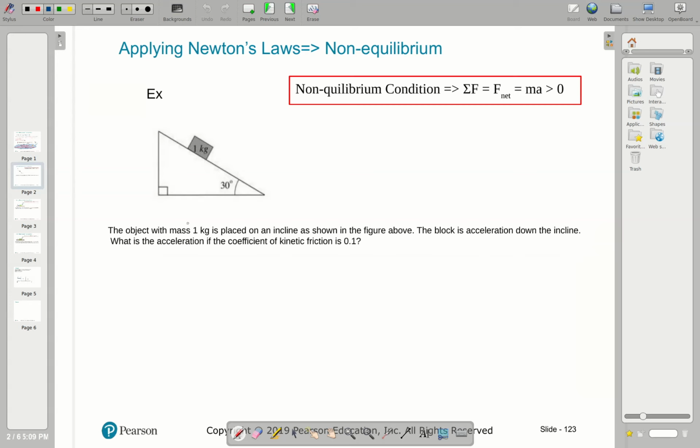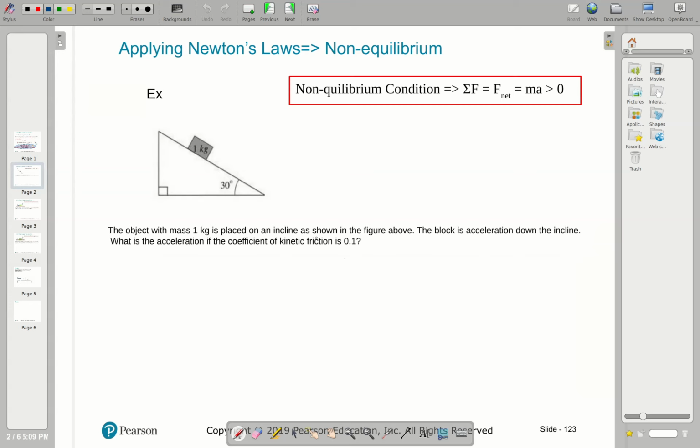The object with mass 1 kilogram is placed on an incline as shown in the figure above. The block is accelerating down the incline. What is the acceleration if the coefficient of kinetic friction is 0.1?